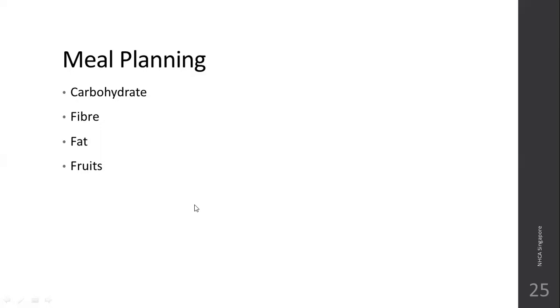Then fruits. There is a specific group of fruits that diabetic people should avoid. Fruits that have low glycemic index are good. For example, muskmelon, cantaloupes, guava, apples, pears. These are the fruits which are ideal for diabetic persons. Green bananas. So that's about meal planning.